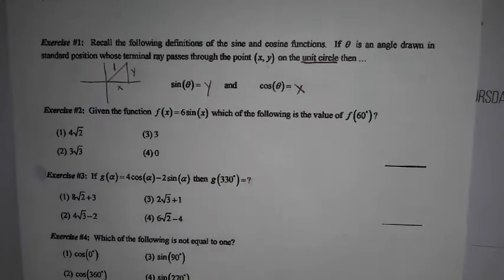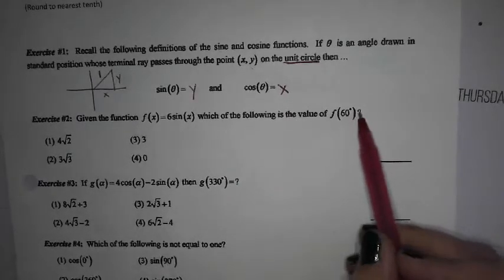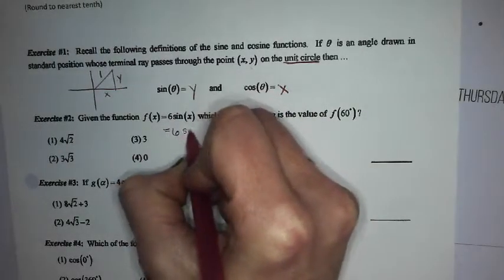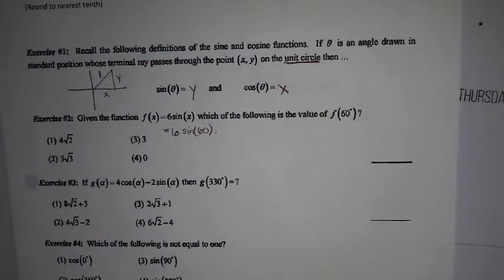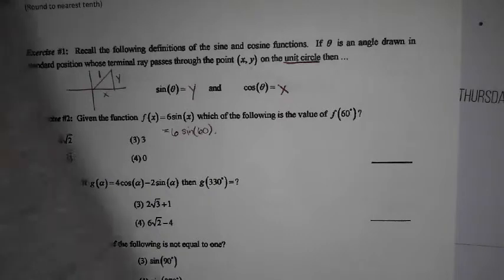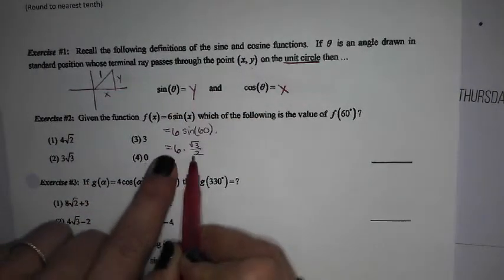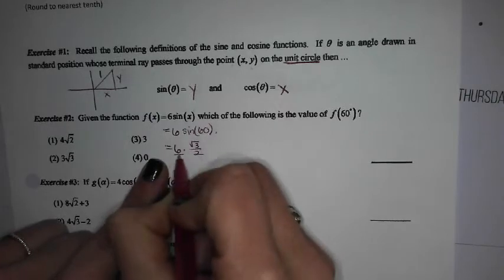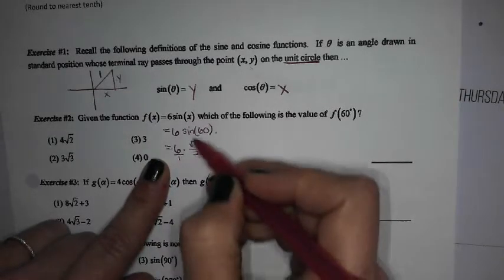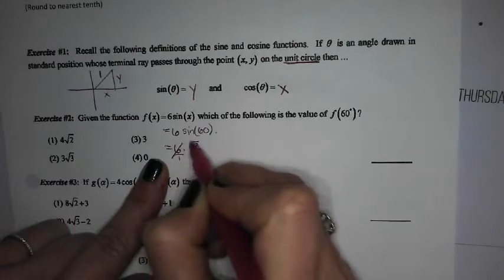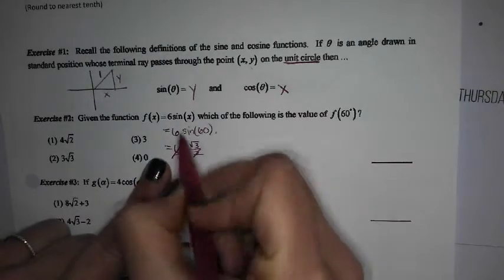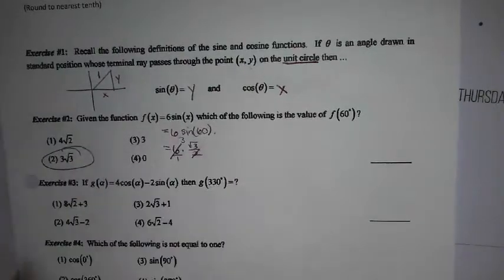f of x is 6 times the sine of x. Which of the following is the value of f of 60? You're plugging that in: 6 times the sine of 60. Now, you obviously have your calculator, but better, the sine of 60 degrees is root 3 over 2. So that's 6 times root 3 over 2. The 6 and 2 we're going to reduce, because you could put that 6 over 1, right? 6 divided by 2 is 3. So your answer is 3 root 3.